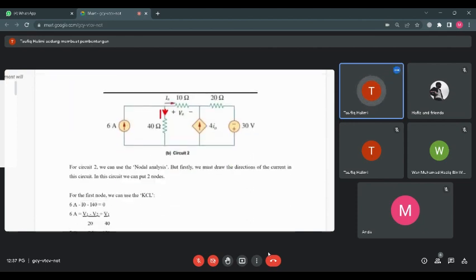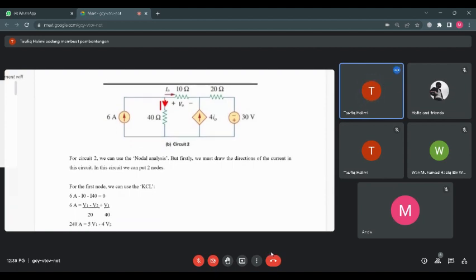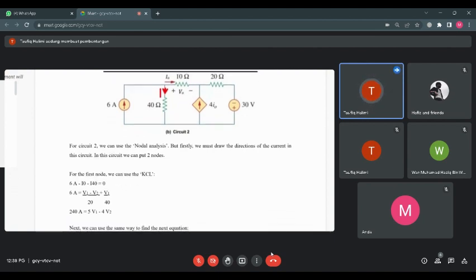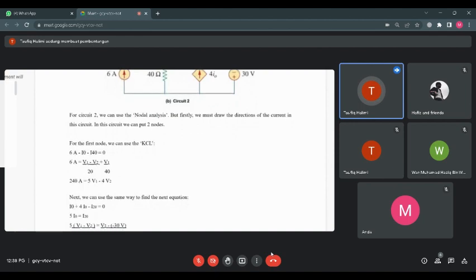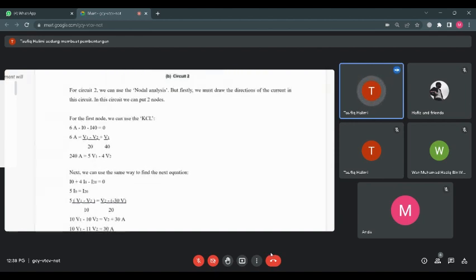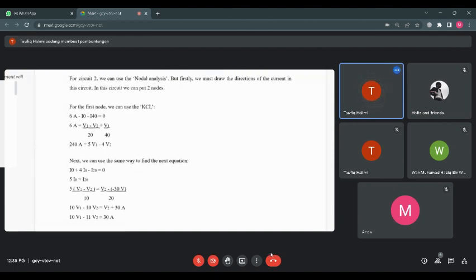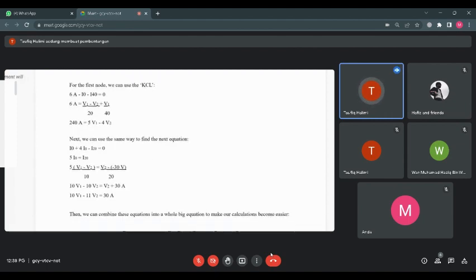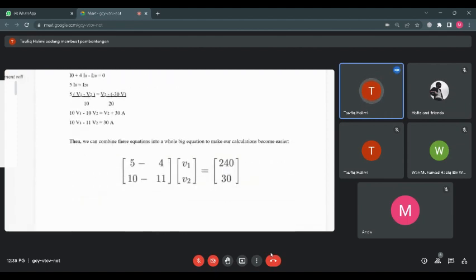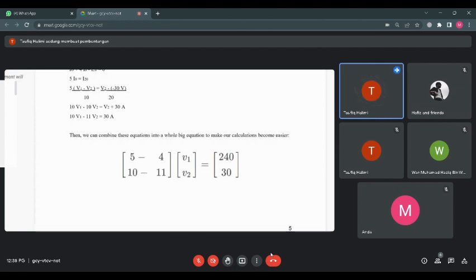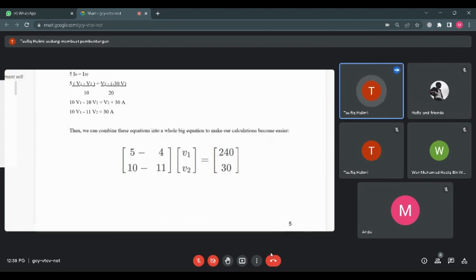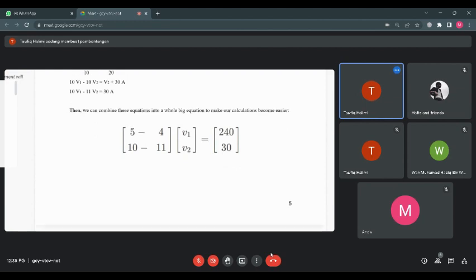Next, for circuit 2, we can use nodal analysis and KCL. But firstly, we must draw the directions of the current in the circuit. In this circuit, we can put 2 nodes. At the first node, we use KCL, as we can see in the first equation and the second equation. Then we also combine these equations, using the same arrangement as circuit 1, to make our calculation easier.